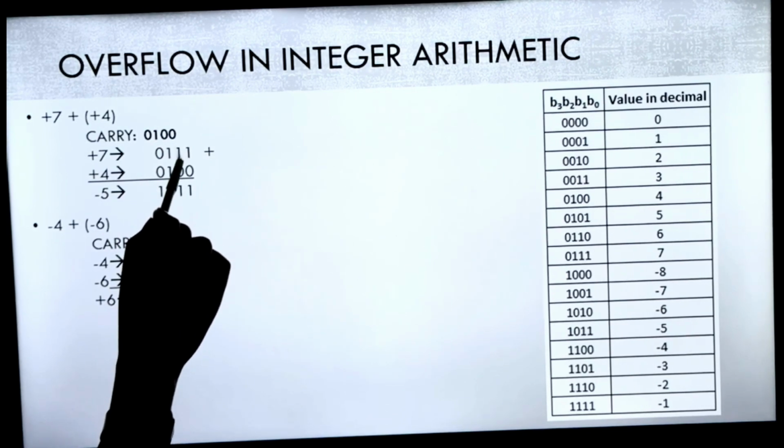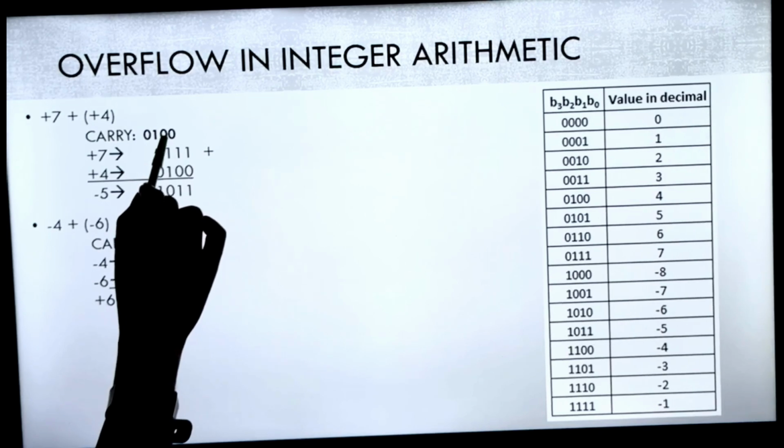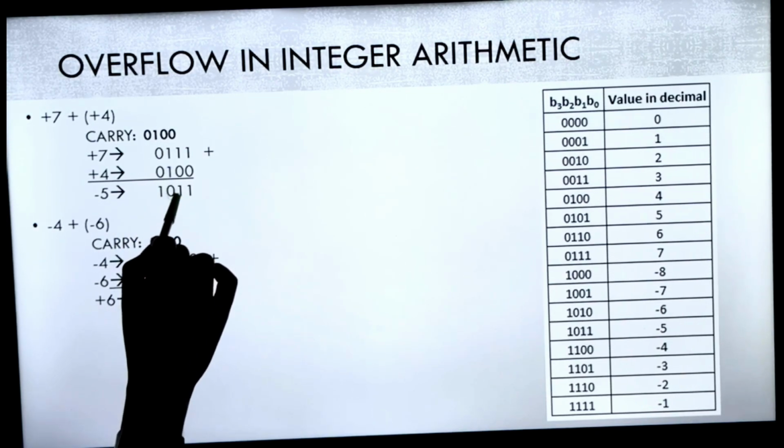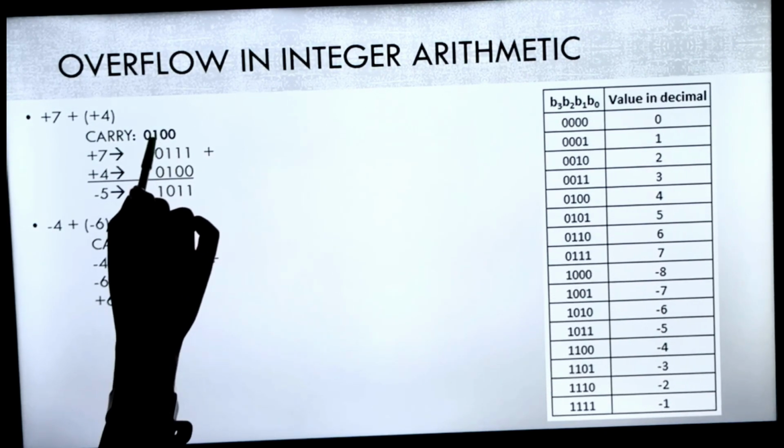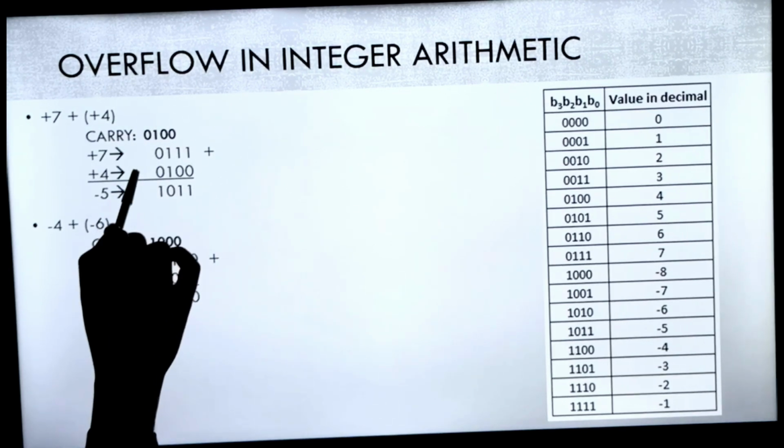Fine. Next is 1 plus 0 is 1. What is the carry out bit I am getting from here? Here also no carry out bit, so 0. Now 1 plus 1 is 0, so there is a carry out bit. I am writing 1. So 1 plus 0 is 1. There is no carry out bit. Here it's 0. Fine.